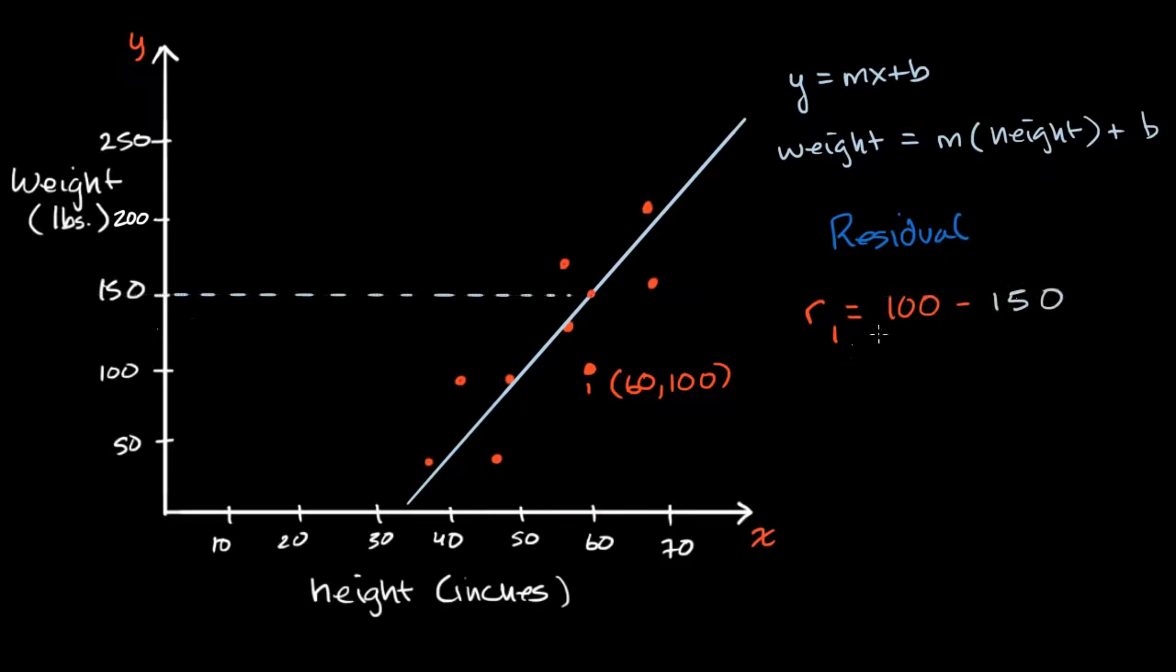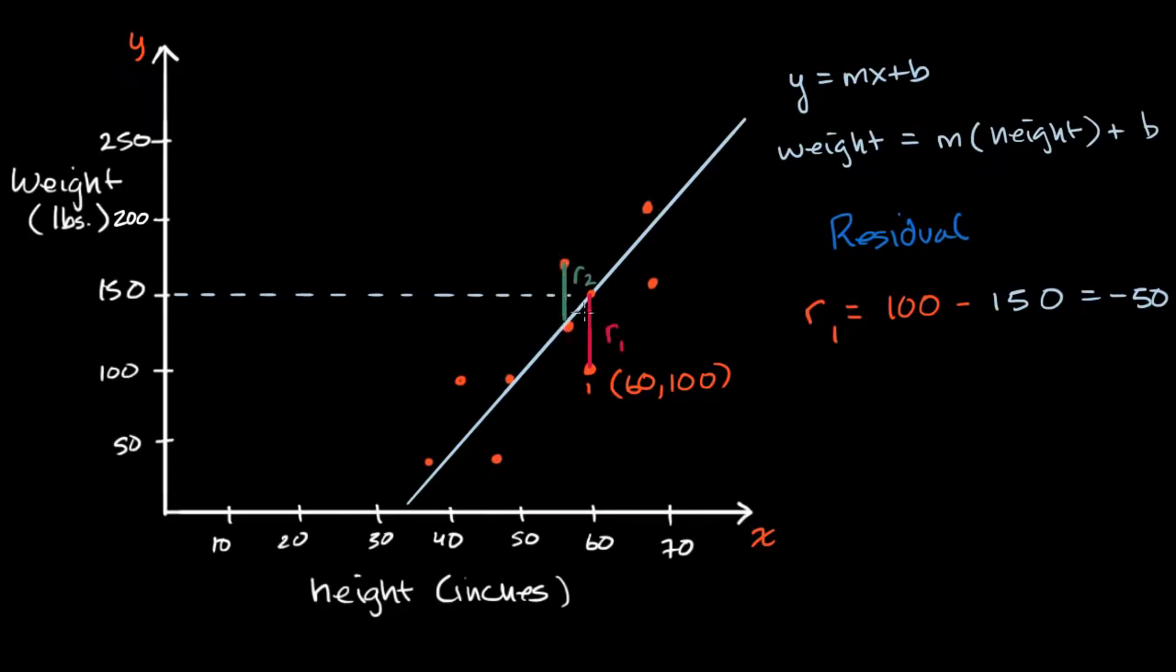So the residual here is going to be equal to negative 50. And so a negative residual is when your actual is below your predicted. So this right over here, this is R1. It is a negative residual. If you tried to find, let's say, this residual right over here for this point, this R2, this would be a positive residual because the actual is larger than what would have been predicted.